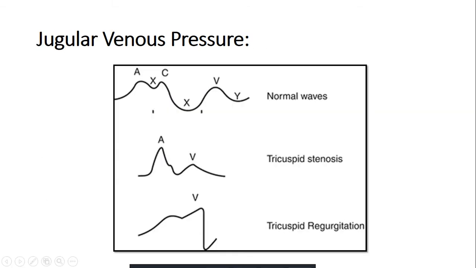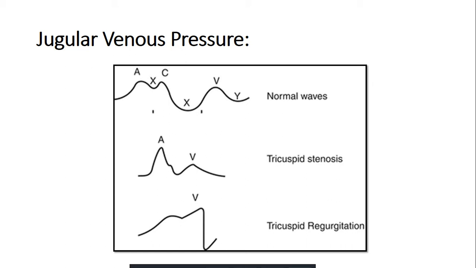This is the normal waves: A wave, C wave, X, V, Y. Okay. If you have tricuspid stenosis, stenotic valves cause pressure overload because they cause a pressure gradient. Stenotic valves cause pressure overload. Regurgitation causes volume overload.